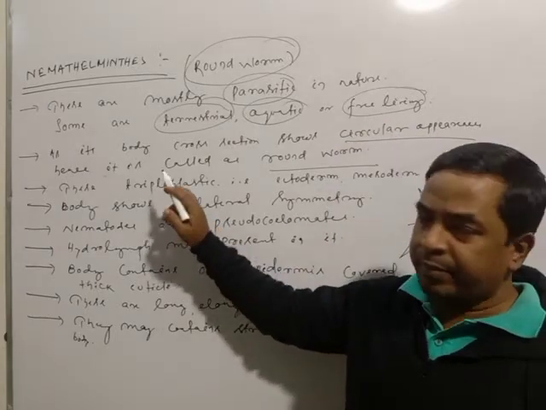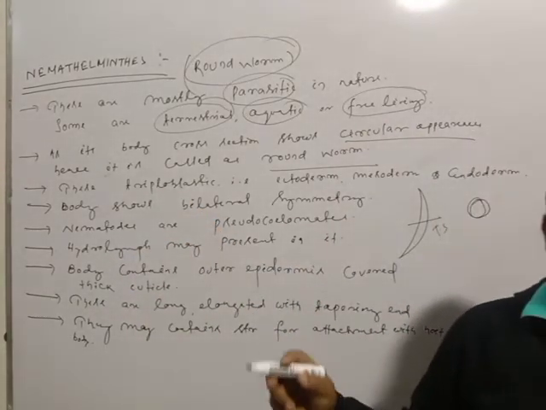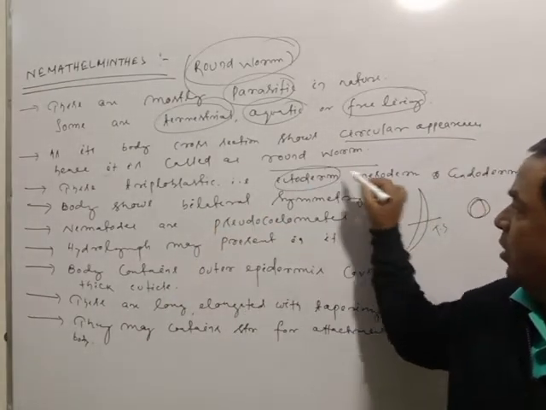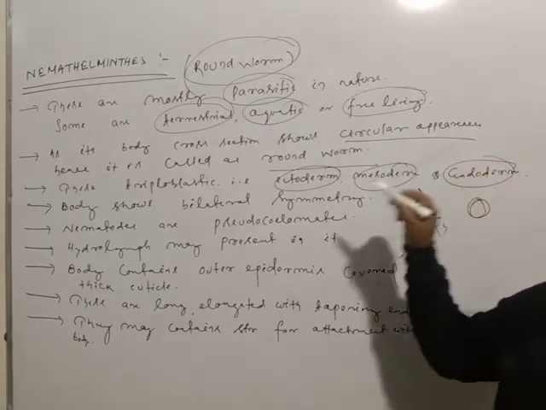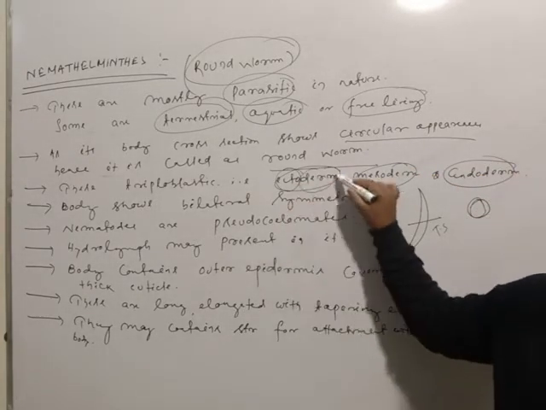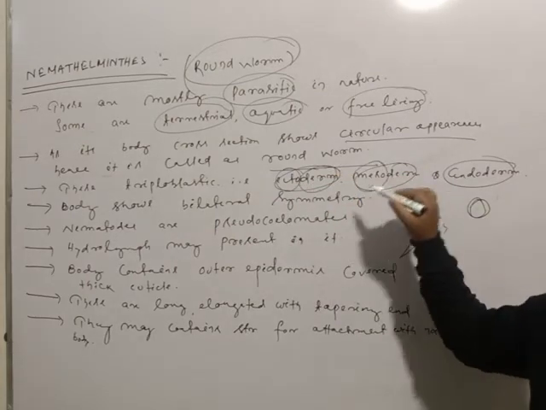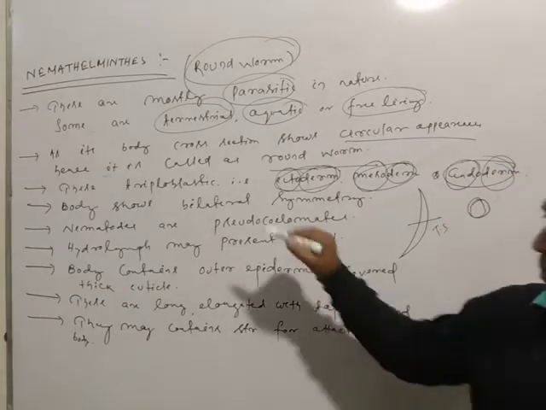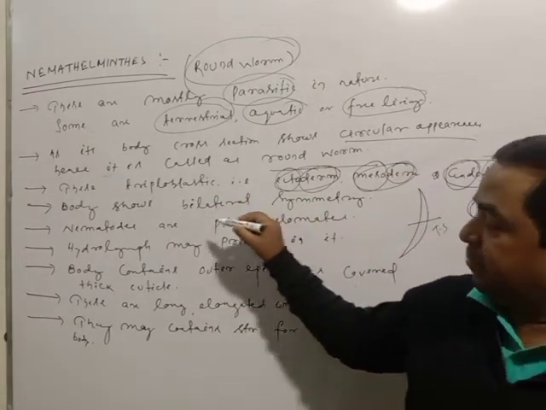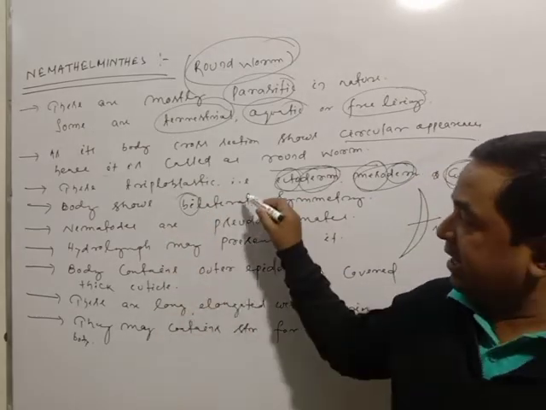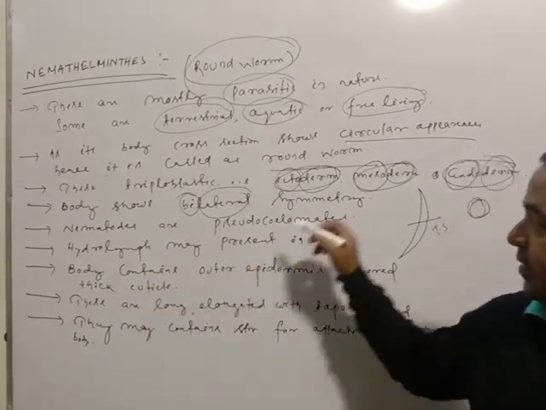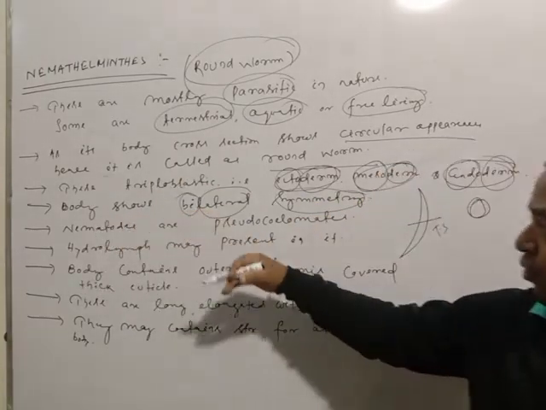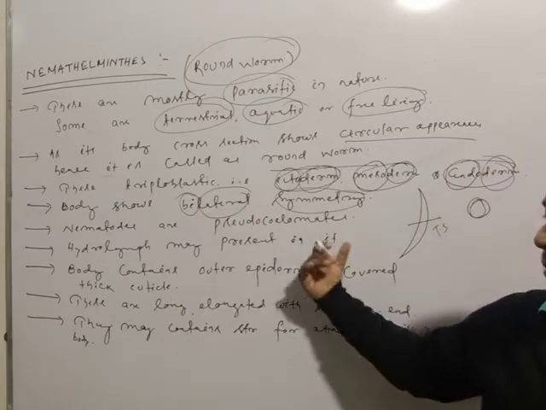These are triploblastic, means it contains 3 embryonic layers or 3 germ layers called ectoderm, mesoderm, and endoderm. Ecto means outer, derma means skin, meso means middle, endo means inner. Body shows bilateral symmetry. Bi means 2, lateral means sides. Symmetry means having similarities, so the left side and right side look similar.